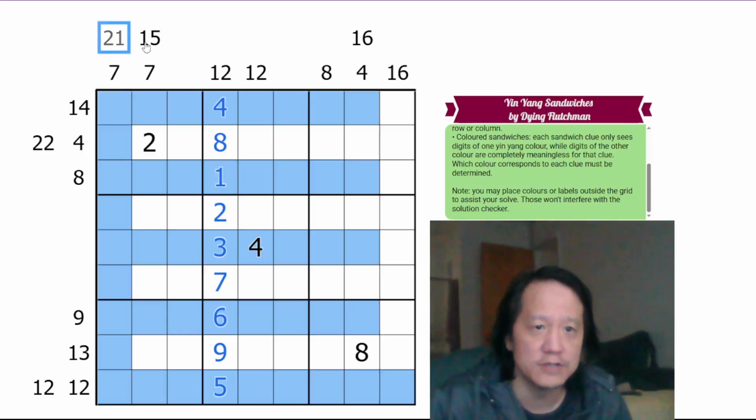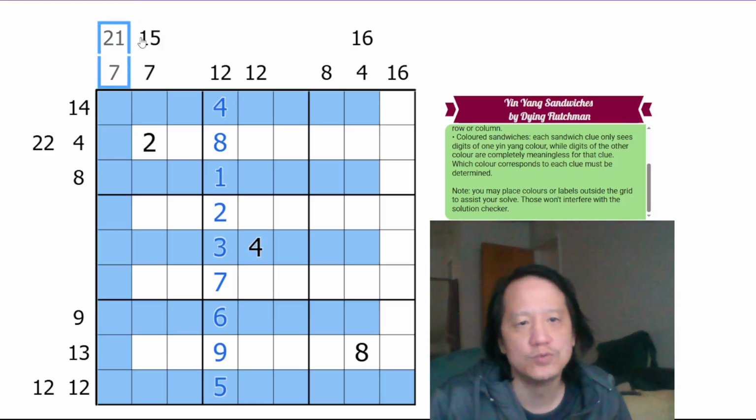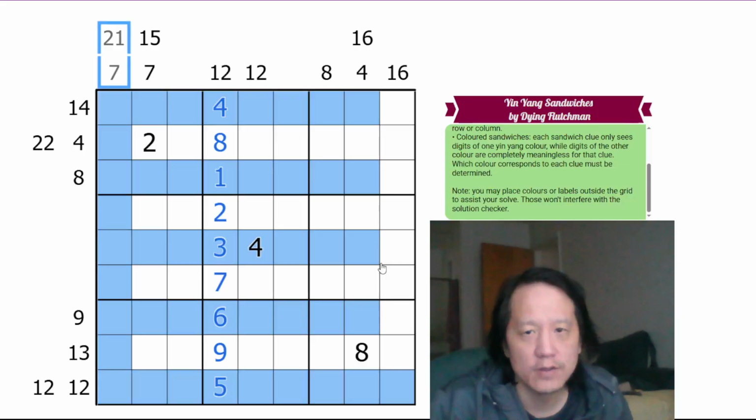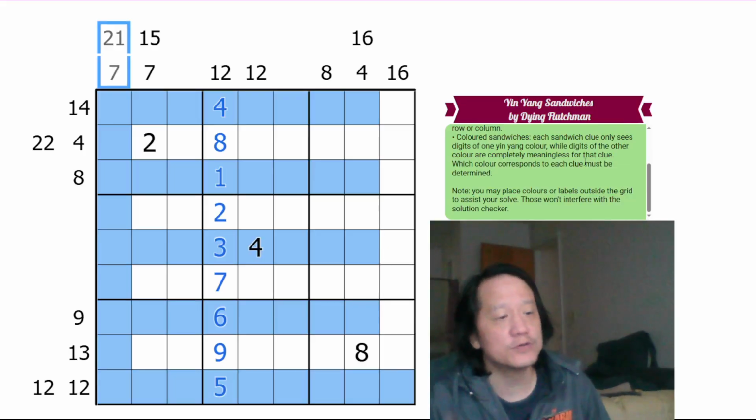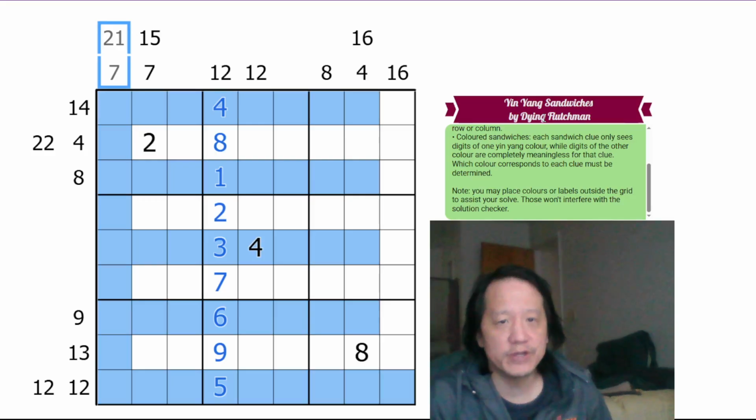And obviously there are some rows and columns that have two clues, which means one of them must correspond to one color and the other must correspond to the other color. And those are all the rules. If you'd like to play along, there's going to be a link in the description. And now I'm going to get started.